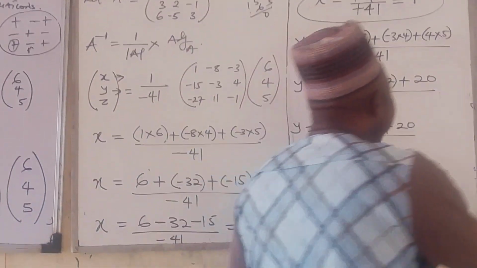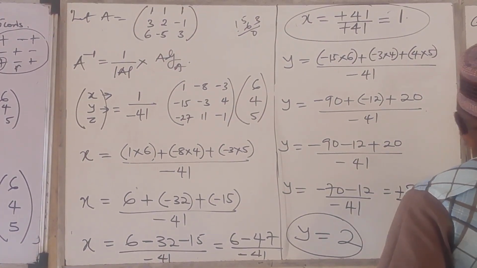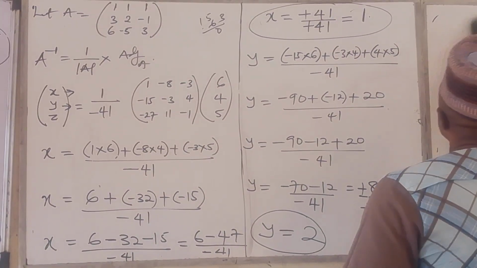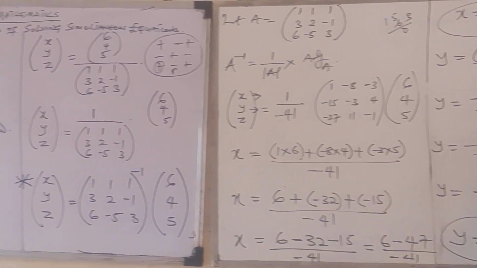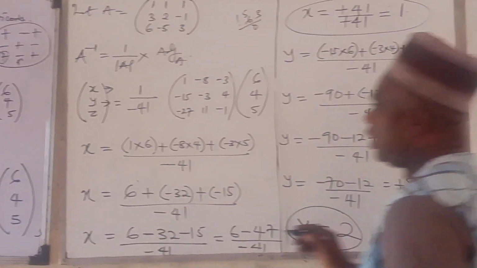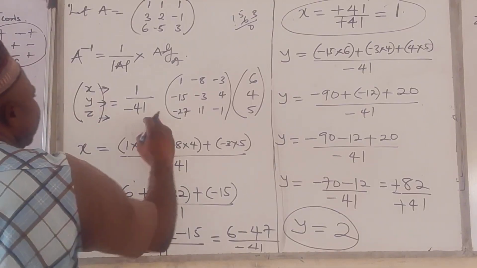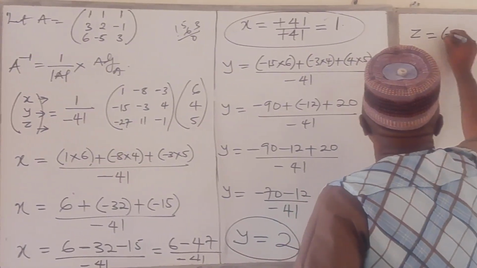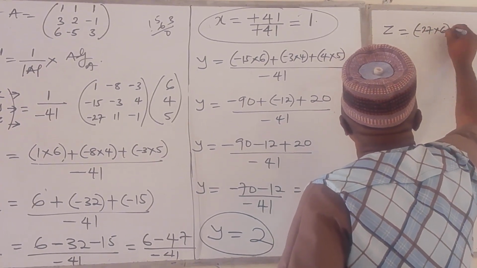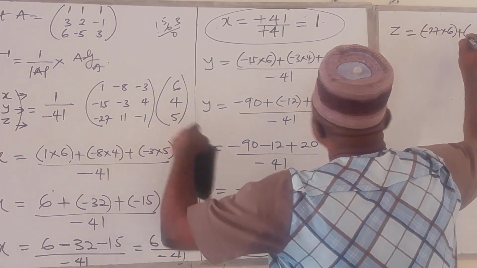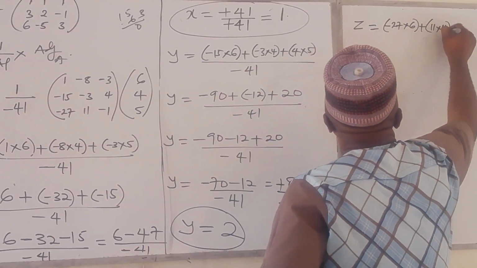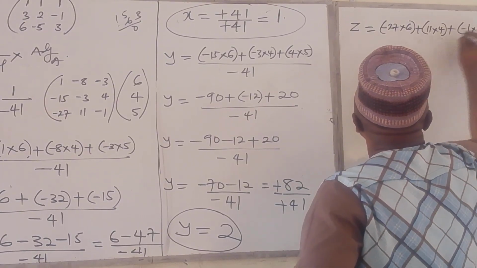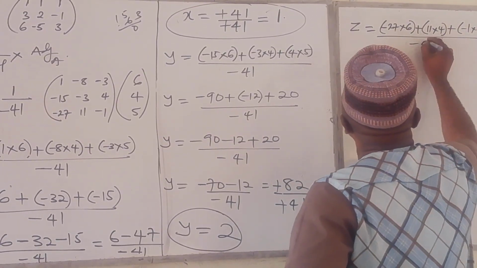Now the z is the last one there. So let's see the value of z. Z is the last one, so it means we're dealing with this rule. So it will be minus 27 times 6, plus 11 times 4 plus minus 1 times 5, all over minus 41.